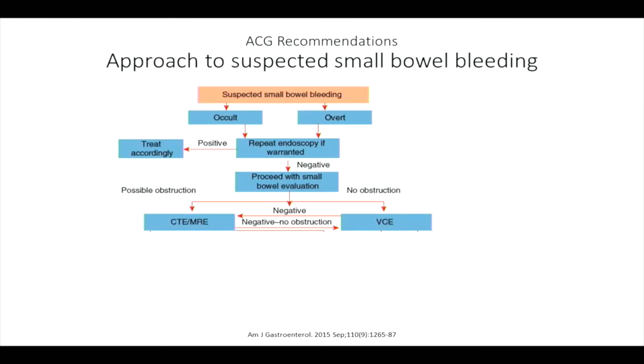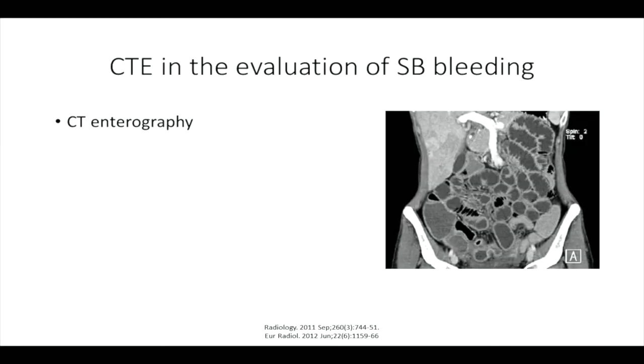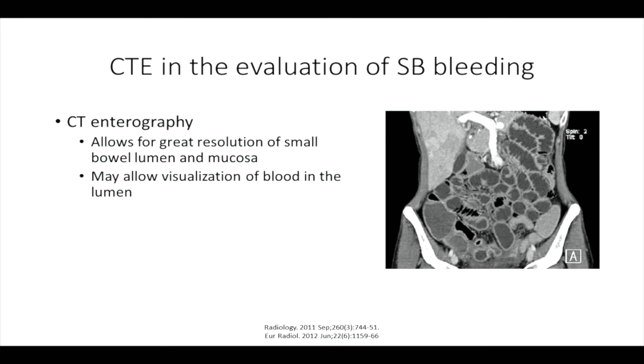So now you've done your capsule, and it's negative. So let's look at the other side of this algorithm, and the ACG supports the use of CTE or MRE, which typically we think about in small bowel Crohn's disease, but it does have a role in small bowel bleeding. And the reason is that CT enterography allows for really great resolution of the small bowel lumen and mucosa, and in some cases may actually also allow you to see blood in the lumen.